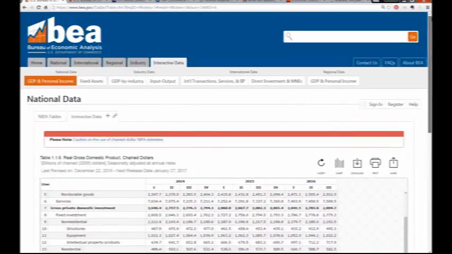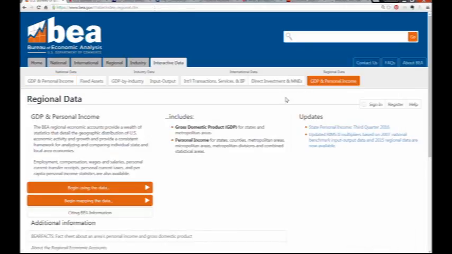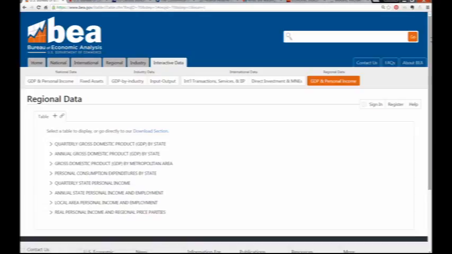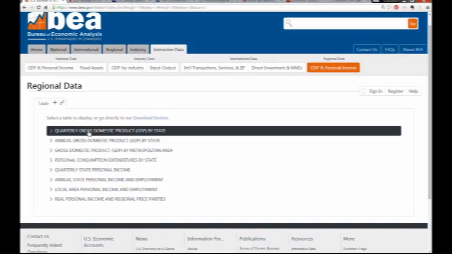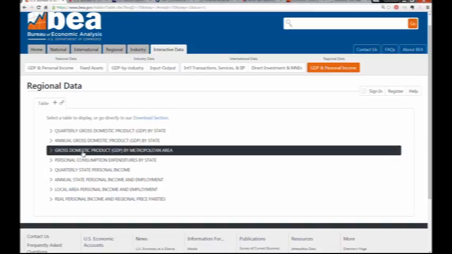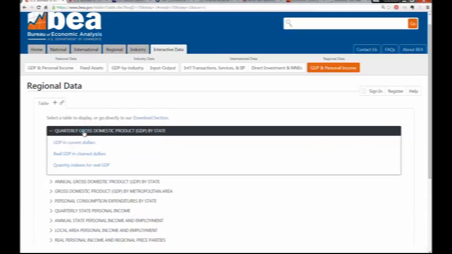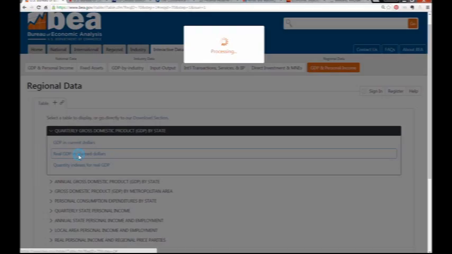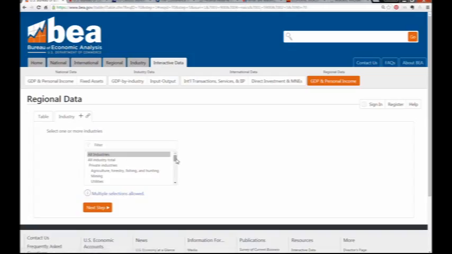The same information is available at the state level, so I want to go over here to regional data and show kind of what we do. As you see here, you've got quarterly gross domestic product by state, and then annual gross domestic product by state, and then gross domestic product by metropolitan area, which is done annually. So let's look at quarterly gross domestic product. Again, you can do it in real dollars, in real GDP.